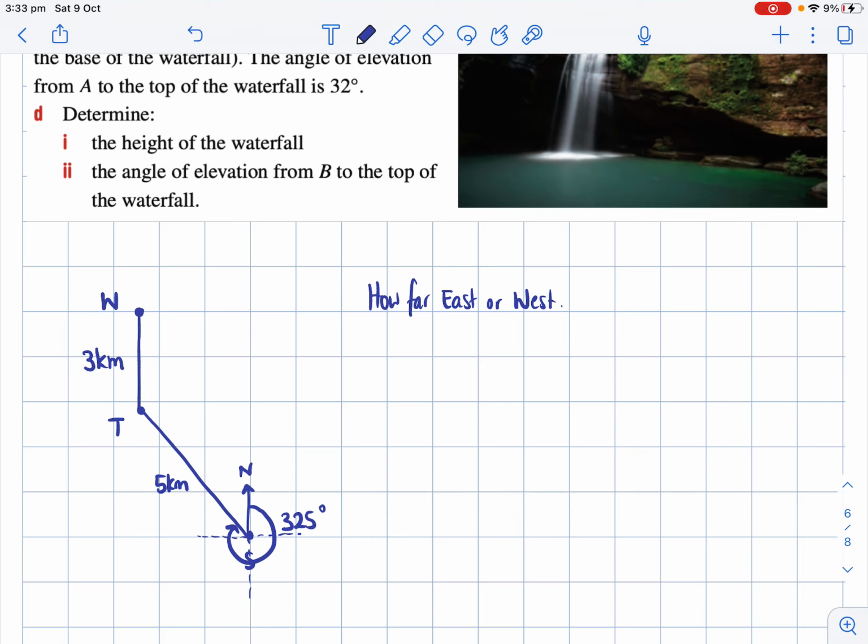Let's think about that for a moment. First thing I need to know is, well, which way is east and west? So a quick diagram. I've got north, east, south, and west. Now, here's the entrance, and we've gone this direction, west. So it's not going to be the east part. It is going to be the west part.